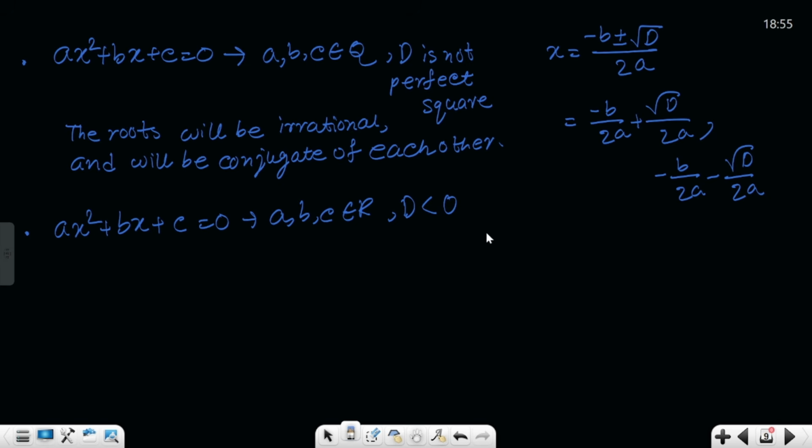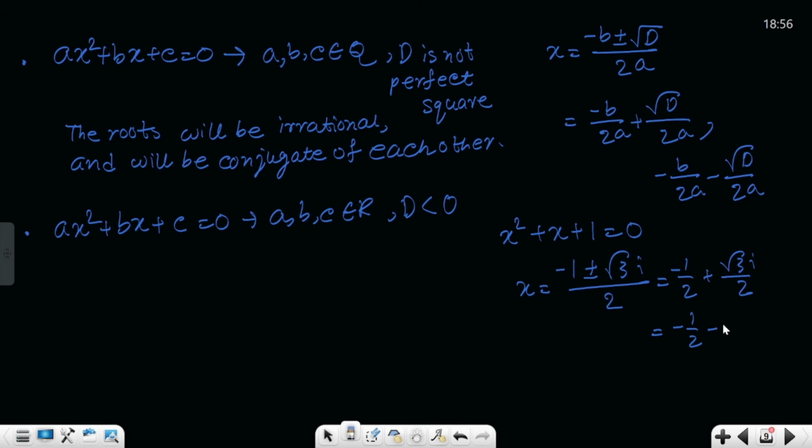Okay, I can easily take an example. Let's take that example again: x square plus x plus 1 equals 0. What we got: x equals minus 1 plus minus root 3 into i divided by 2. So here, if you notice, we are getting two roots. Minus 1 by 2 plus root 3 by 2 into i is the first root, and the second root is minus 1 by 2 minus root 3 by 2 into i. Right? So you can see that these two roots are conjugate of each other.